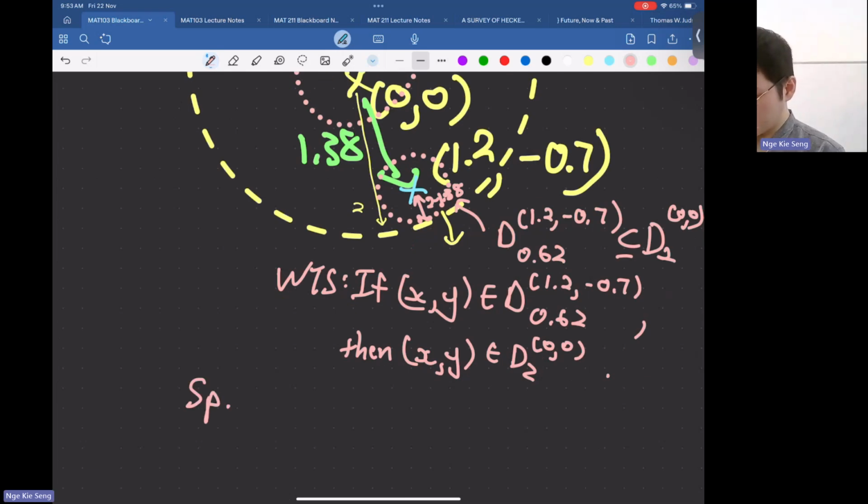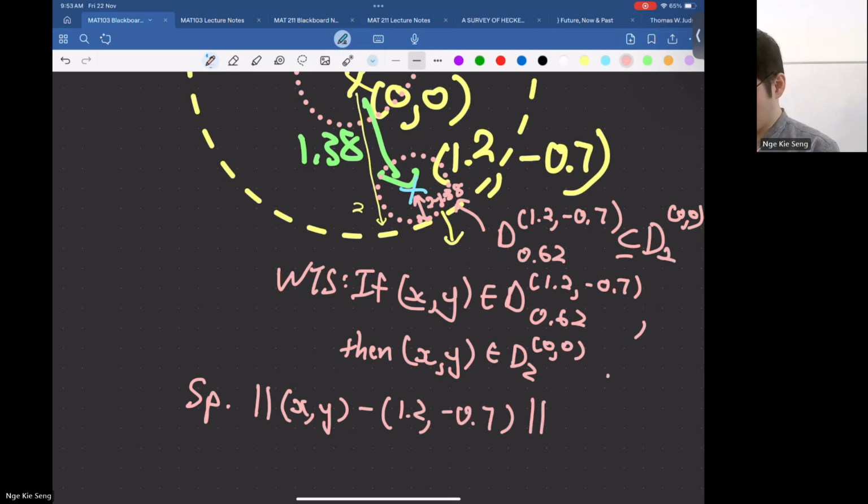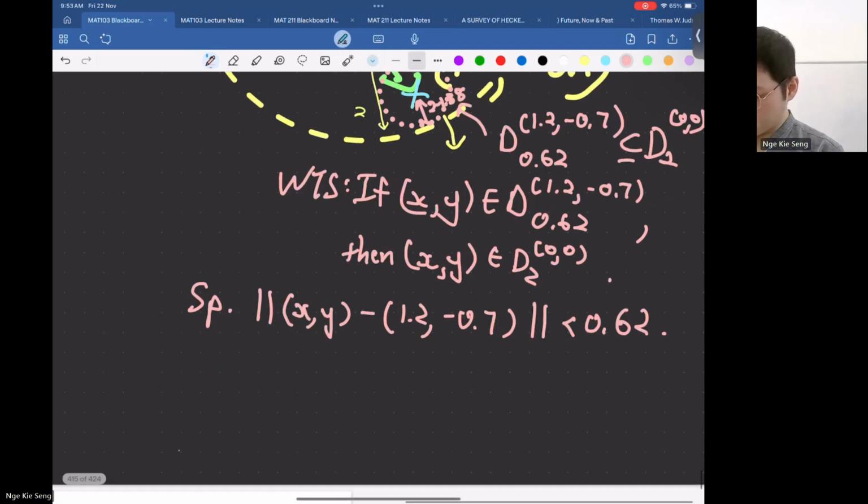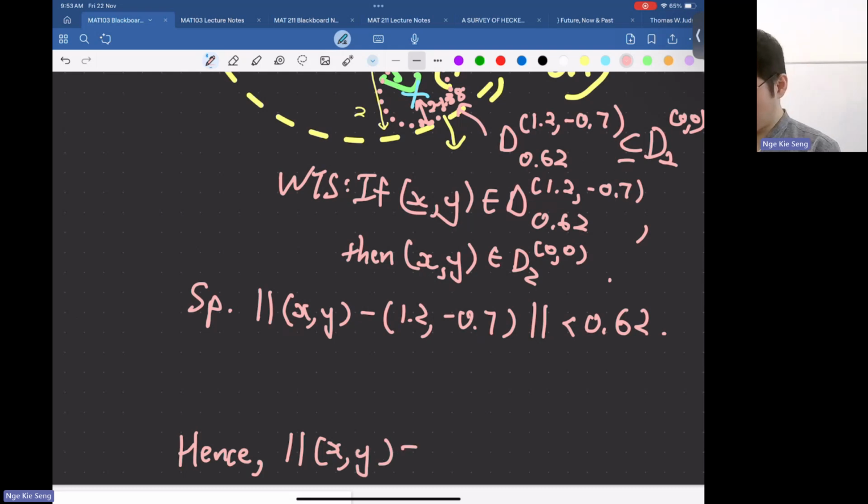So suppose the length of (x, y) minus this center here is strictly less than 0.62. Okay, what we want to show? We want to show that the length of (x, y) minus (0, 0) is less than 2. Okay, is it true or not?